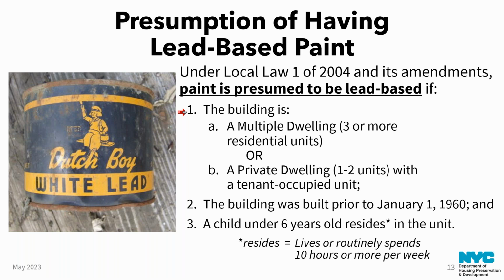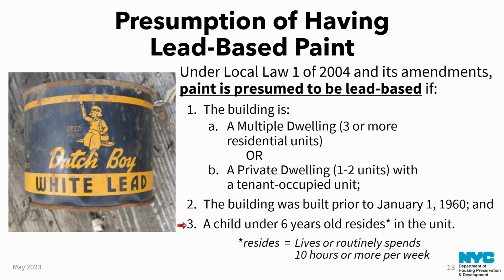and their family lives. So almost all buildings, any multiple dwelling, meaning a building with 3 or more residential units, or any private dwelling, meaning a building with 1 or 2 residential units where a tenant lives in one of those units, Local Law 1 is going to apply. And again, if that building was built prior to 1960. You can also quickly mention that Local Law 1 is also going to come into play for buildings built between 1960, the date New York City banned lead-based paint, and 1978, the date the federal government banned lead-based paint, where the owner has actual knowledge of lead-based paint. That's a smaller category of buildings, but it is something to be aware of.